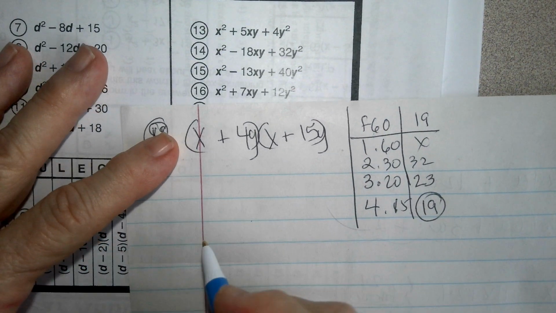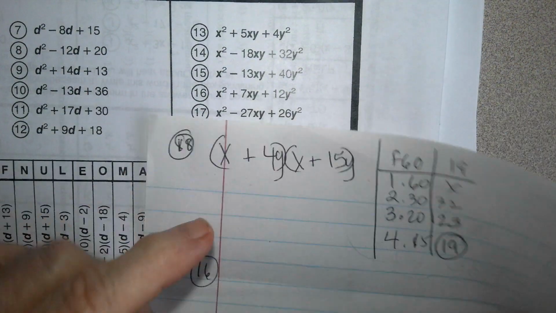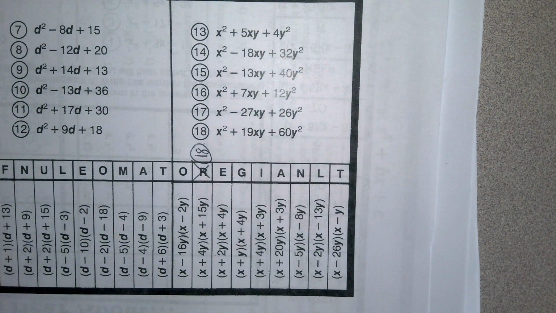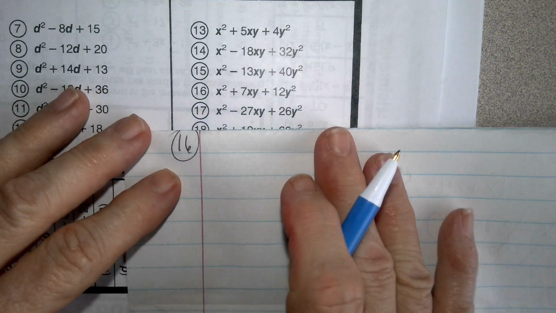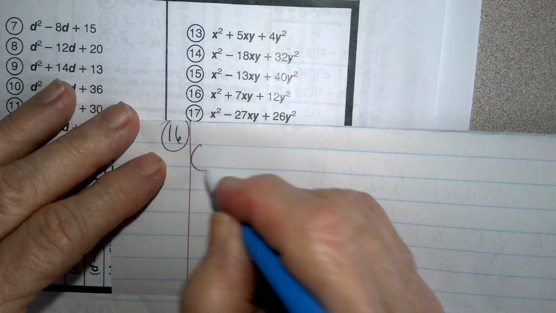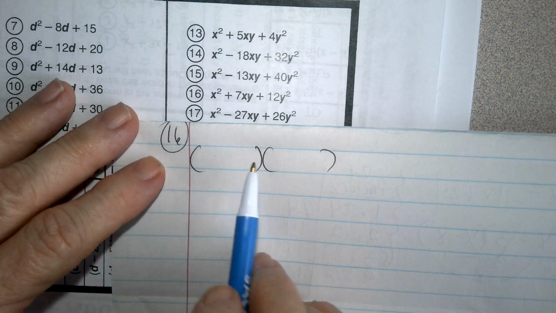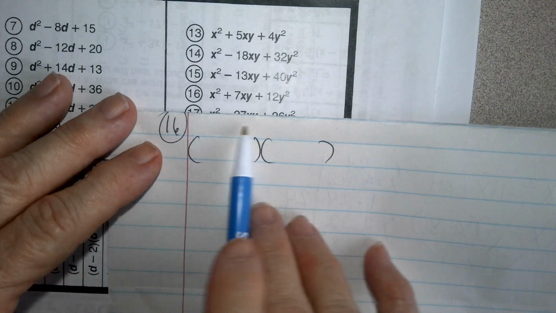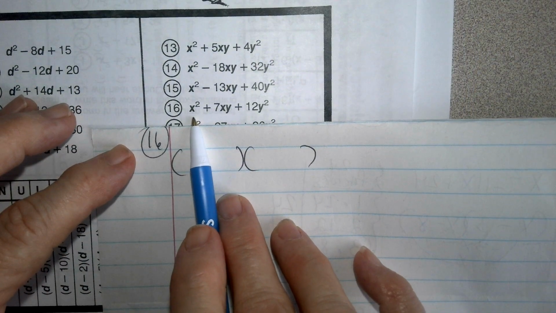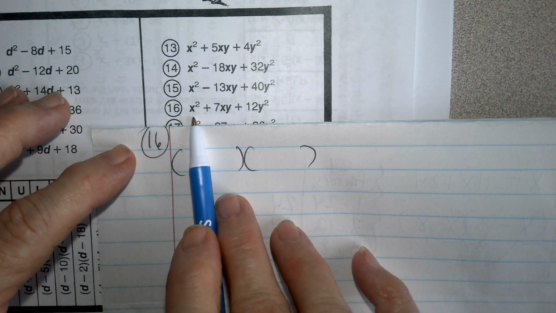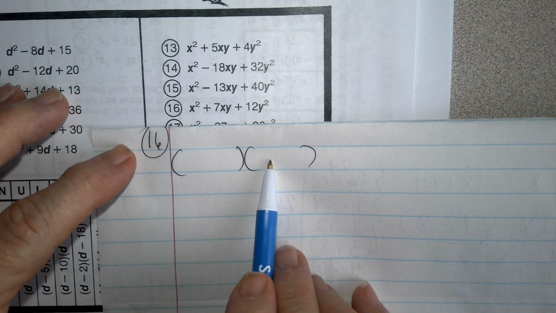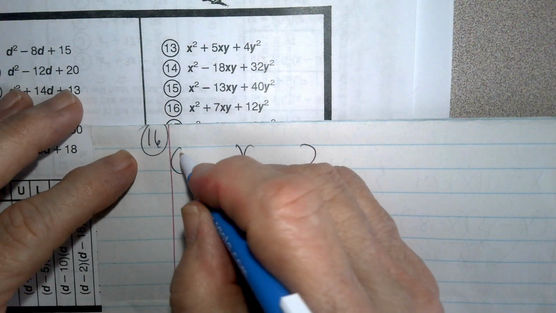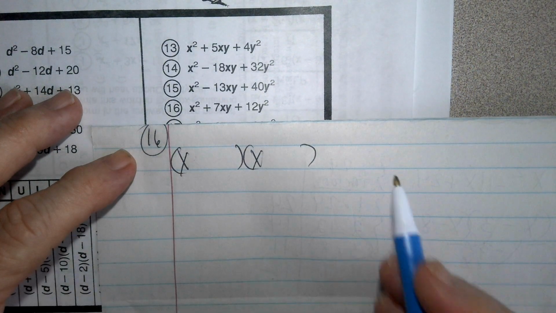In fact, let's look at the number 16. All right, the number 16. So let's look at this one carefully. So on 16, who knows my first term? What's going to be my first? It is going to be x. X times x will give us x squared.